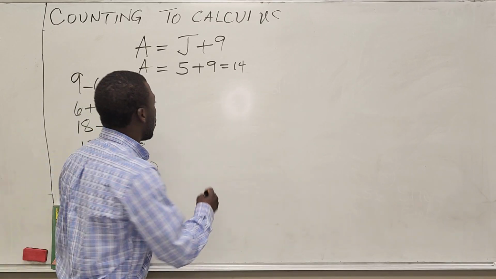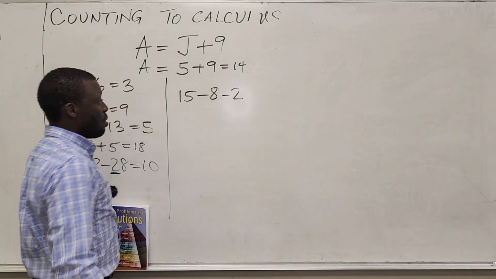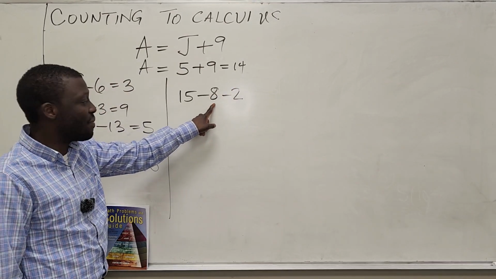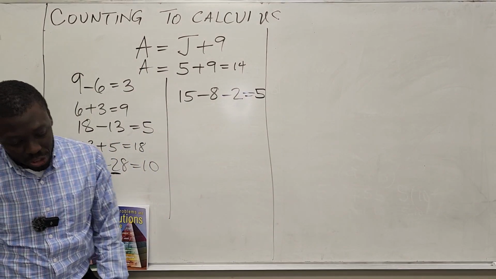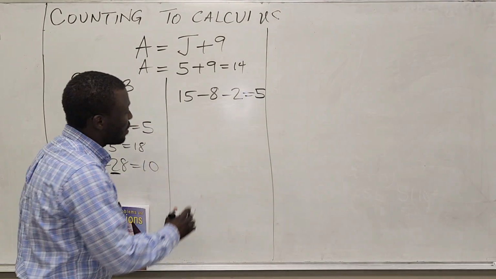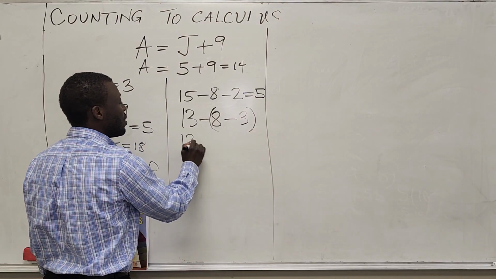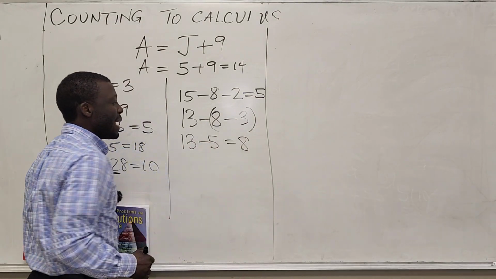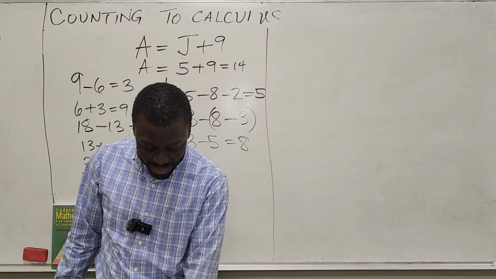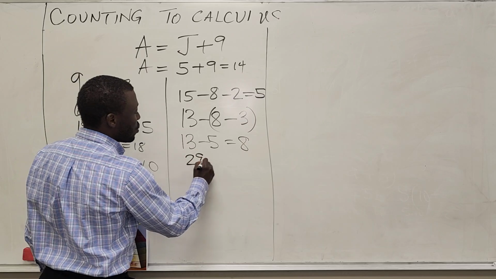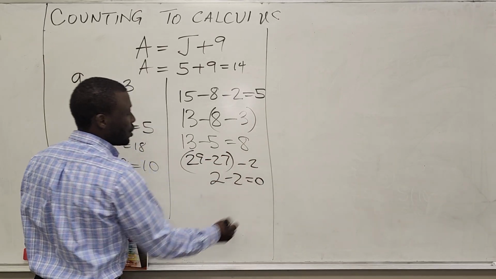What happens if someone shows up and says, hey, 15 minus 8 minus 2? Okay, what's 15 minus 8? 7. 7 minus 2 is 5. So that is just a quick subtraction problem there. But what if they put it in parentheses like this? 13 minus 8 minus 3. Well, you could say 13 minus 5, which is 8. Okay. So that's a little bit of subtraction practice. What about 29 minus 27 minus 2? Well, that would be 2 minus 2, which is 0.